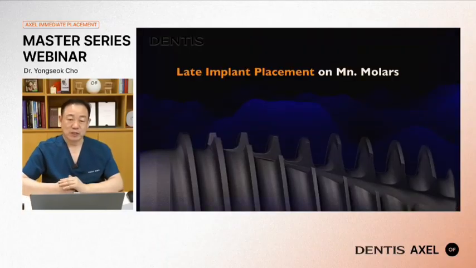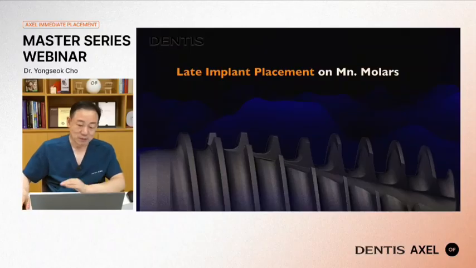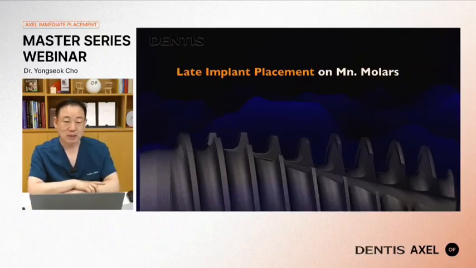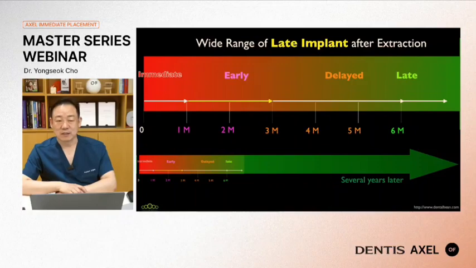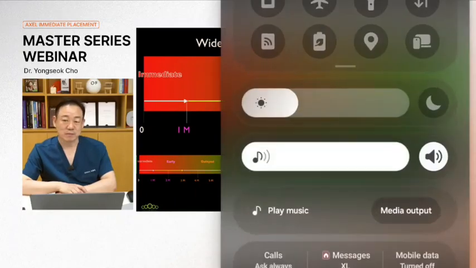Let me change to late implant placement at mandibular molars. Again, look at the timing of implant placement. Within 2 weeks, it is immediate. 2 weeks to 3 weeks is early. 3 weeks to 6 months is delayed. Late means more than 6 months after the extraction.